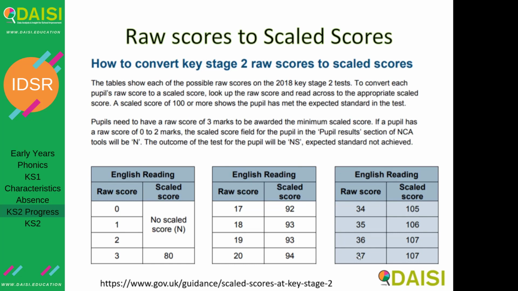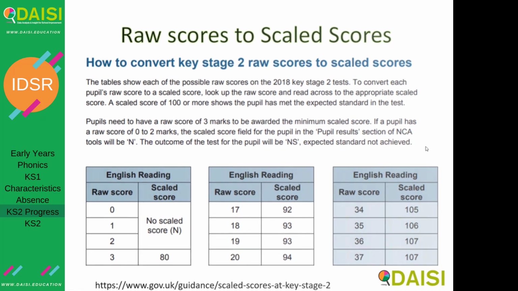So that's how I use the raw score to scaled score. You'll notice that your money is not returned if you go from a pass to a fail. So this is how raw scores to scaled scores are converted.